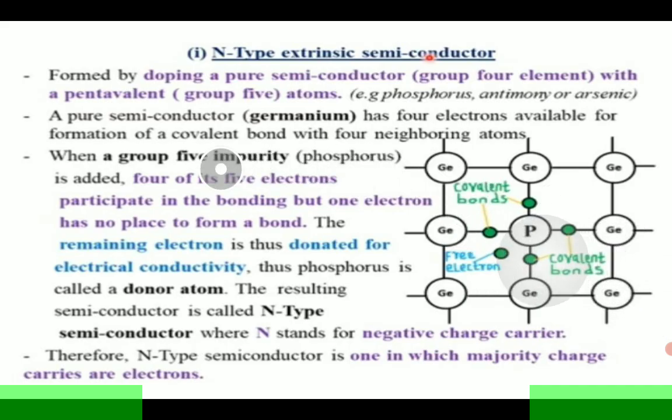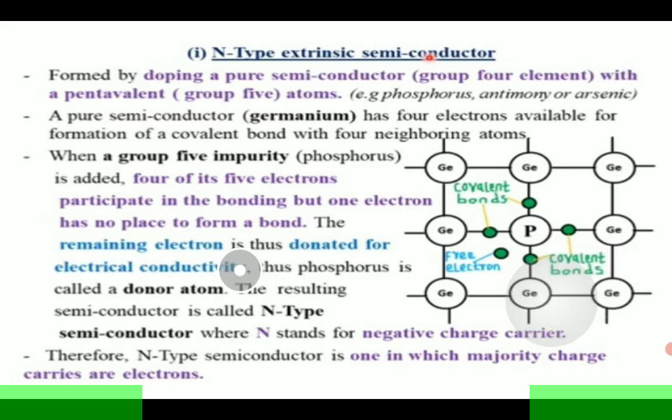Okay, so in an exam which has, let's say, 4 marks, asking you to explain how an N-type extrinsic semiconductor is made, you have to say these points. Maybe they will ask you with the aid of a well-labeled diagram, so you draw this diagram very well and then explain. So when a group 5 impurity, such as phosphorus, you can mention, is added, 4 of its 5 electrons participate in the bonding, but only 1 electron has no place to form a bond. By saying that, you have 1 mark. Already you have 1 mark for the diagram. Okay, so you have 2 marks altogether.